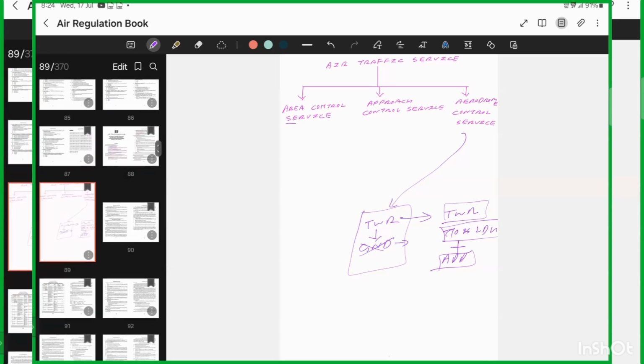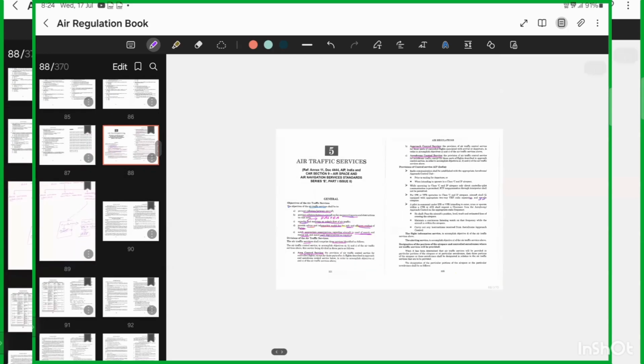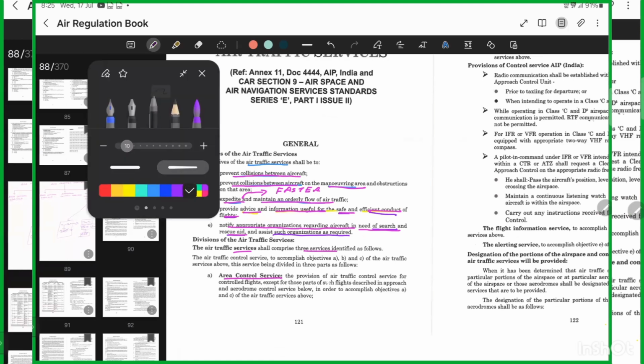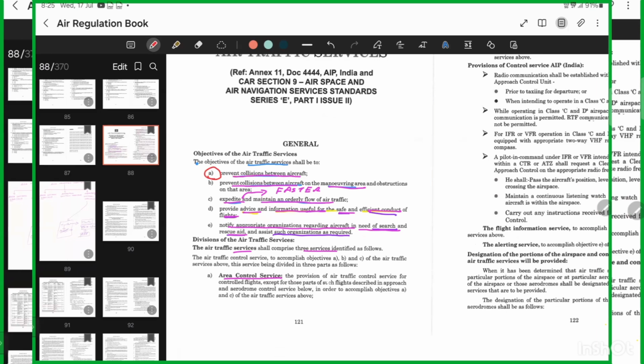Now let's see area control service. What is area control service talking about? Area control service is the provision of air traffic control service for controlled flights except for those parts of such flights described in approach and aerodrome control service below, in order to accomplish objectives A and C of air traffic services. What are A and C? A, prevent collision between aircraft, and C, expedite and maintain an orderly flow of traffic. This is the main objective of area control service. Understood?